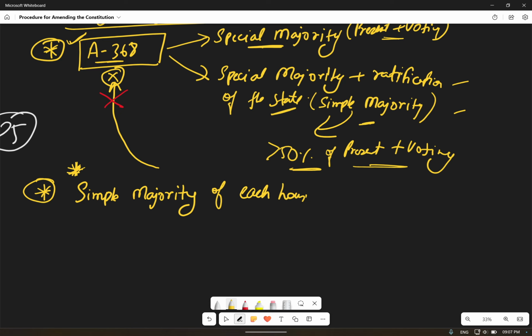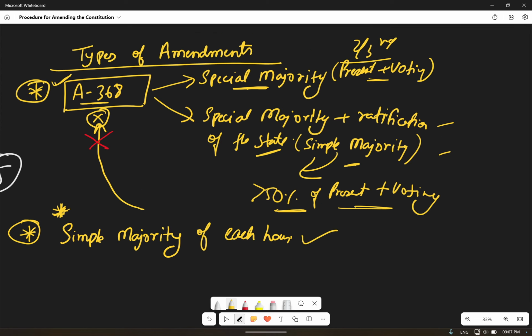First way, in which amendment is to be done by the simple majority. Second, amendment can be done by the special majority of the parliament, and third, amendment by a special majority of the parliament and the ratification of half of the state legislatures. And that ratification by the state legislatures will be done through the simple majority. So there are three types of constitutional amendment possible.